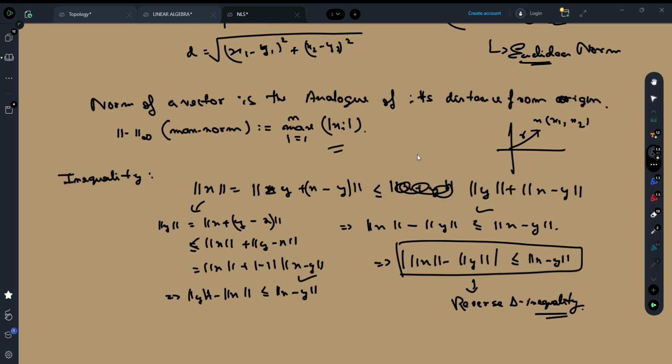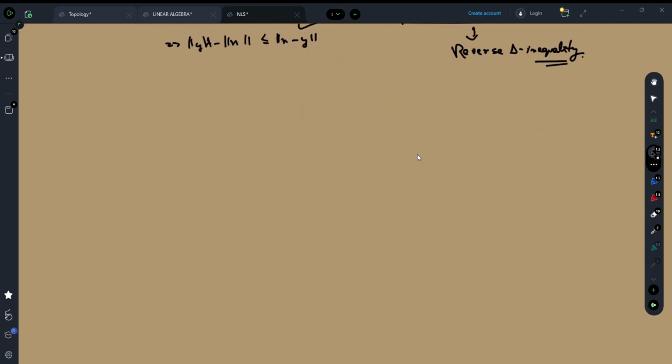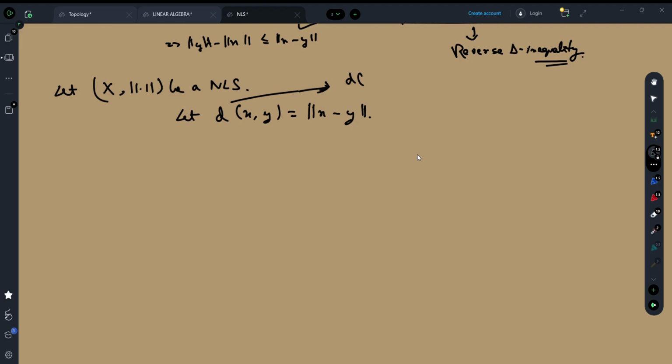Now observe the following facts. Let X be a normed linear space, and we introduce a mapping on X. How do we do that? Let d of x, y be defined as norm of x minus y. So d is a well-defined mapping that maps X cross X to R, right? So we define a mapping like this.